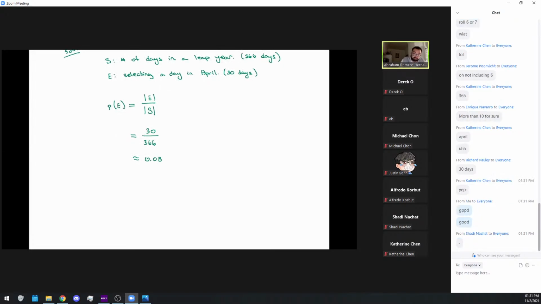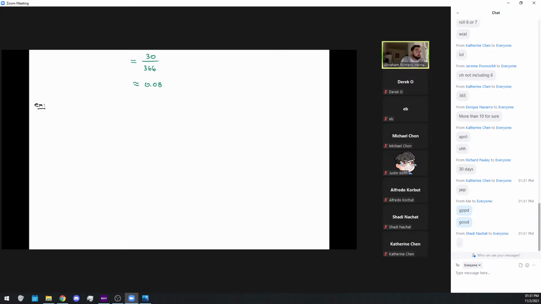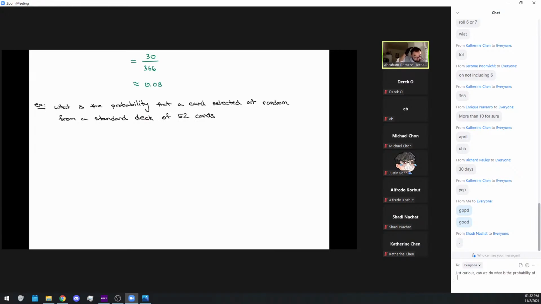Let's try another example. What is the probability that a card selected at random from a standard deck of 52 cards is an 8?